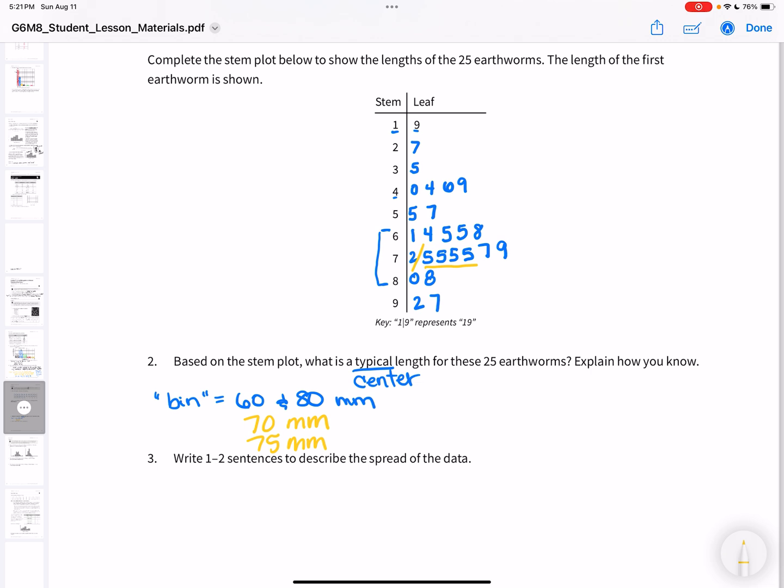That's similar to the spread shown in the histogram from earlier. So I would say that over half the worms have a length within 10 millimeters of 75. So that's why I think the spread is that. Okay.